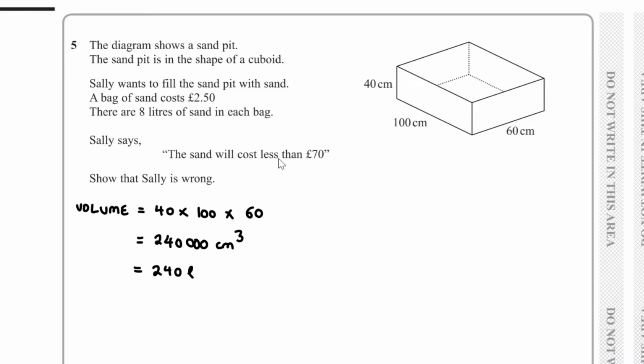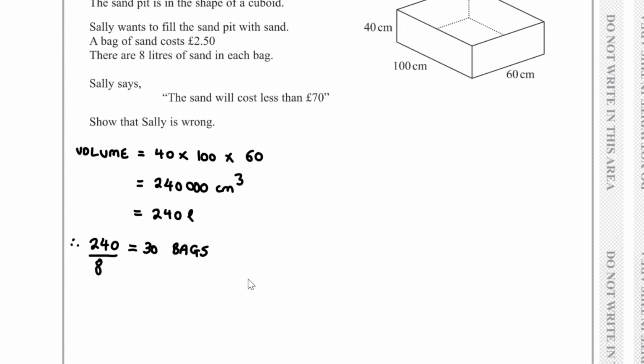This is of this sandpit. And therefore the number of bags we need will be 240, that's the total amount of volume available in the sandpit, divided by 8, which is the amount of sand in each bag. So therefore you can see here we require 30 bags of sand. So we need to find out the cost of these 30 bags.